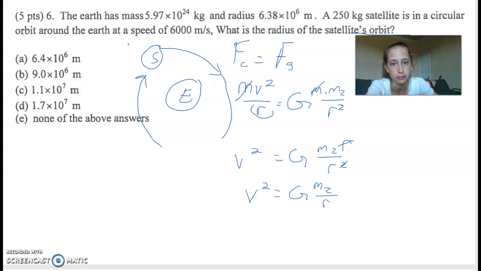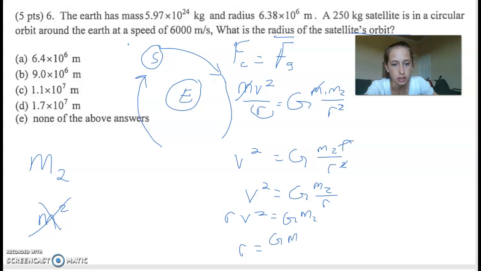I'm gonna swing it back over. So r times v squared equals big G times m2. Be really careful that your m2 doesn't become an m squared. The 2 is just like a label. It's like the mass of the second thing. It's not like multiply the mass by itself. That's a really different thing. That's like m2, not m squared. That's not what we're saying. Okay, what's the radius? Sorry. R equals big G m2 divided by v squared.